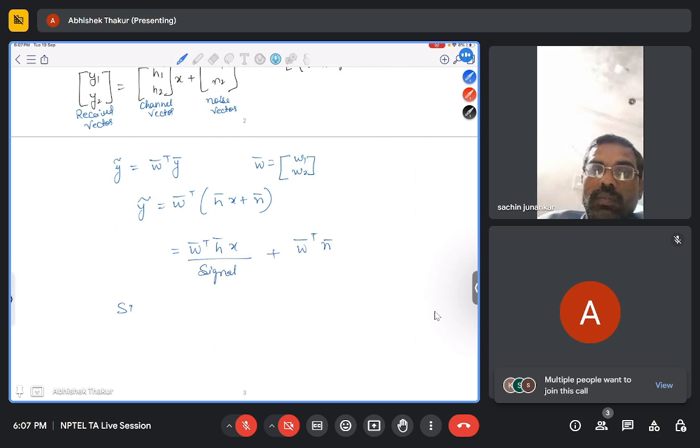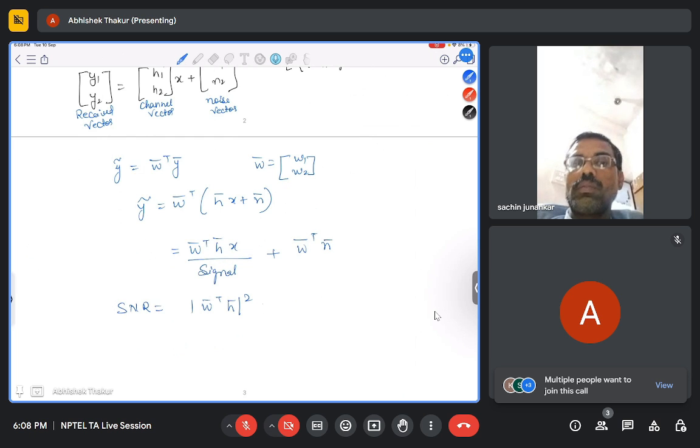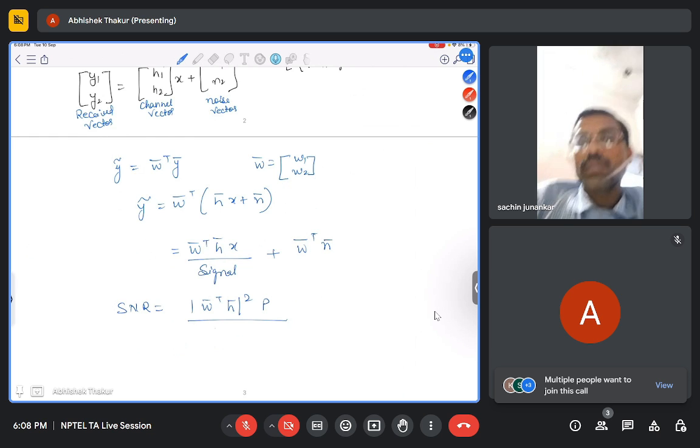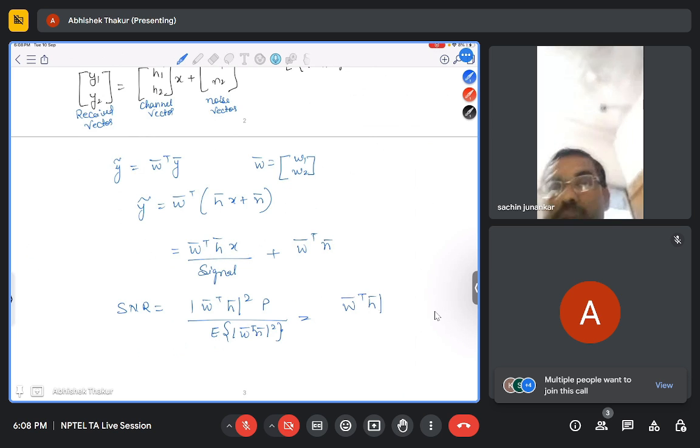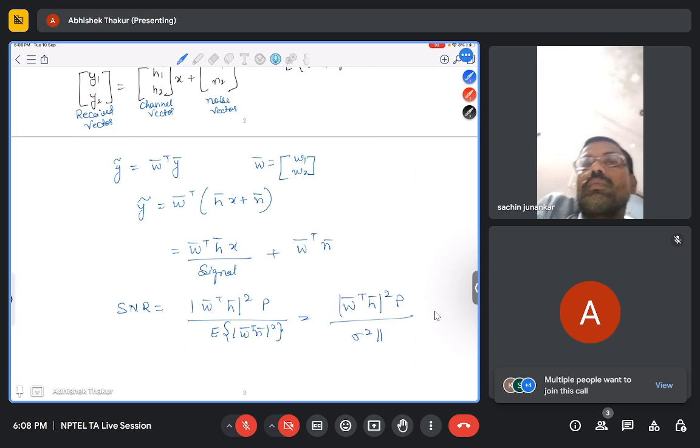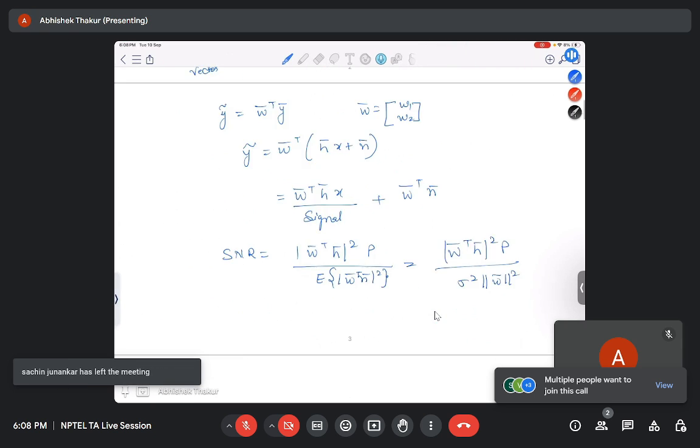So what will be the signal to noise ratio here? The power of the signal will be mod square of w bar transpose h bar, into P, that is the power of the symbol X, and the noise power will be expectation of mod square of w bar transpose n bar. So this is our SNR here.